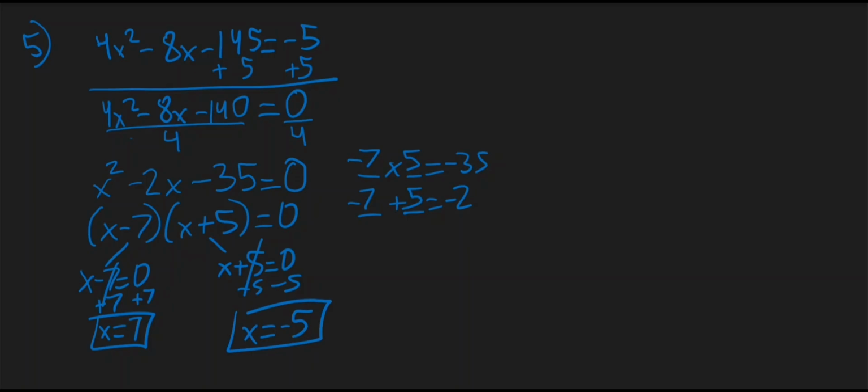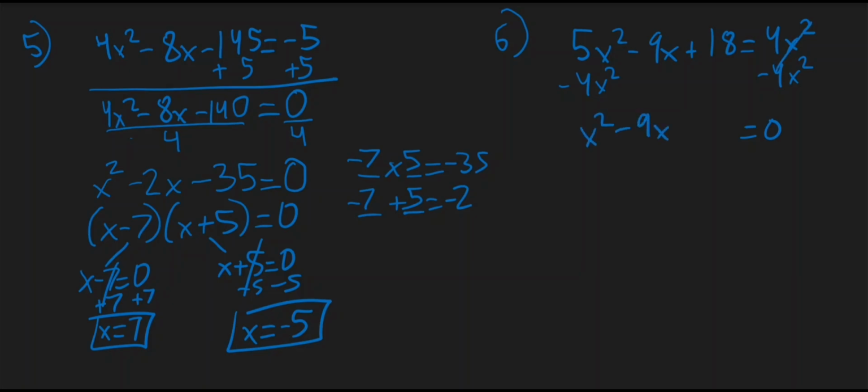All right, and last problem, number 6. Okay, so solve 5x squared minus 9x plus 18 is equivalent to 4x squared. All right, so again, bring every term over to one side. So these 4x squares, if we get rid of them on both sides, bring them over to the left, then that gives you a 0 on the right. And we have 1x squared minus 9x plus 18 equal to 0.